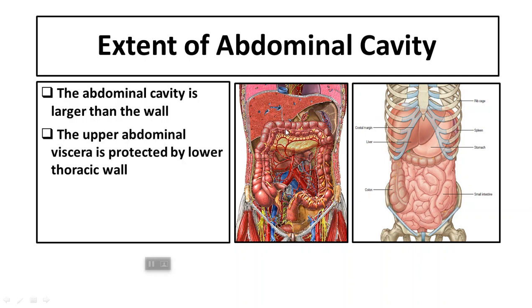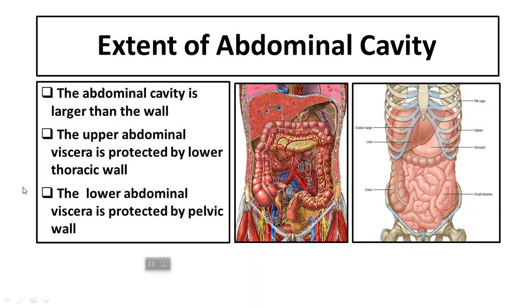We can appreciate that the upper abdominal viscera is protected by the lower thoracic wall. We can see that the liver and the spleen and the stomach are protected by the lower thoracic wall, or protected by the lower ribs and their cartilage. Also, the lower abdominal viscera, this is the colon, part of the large intestine, part of the small intestine, is protected by the pelvic wall.